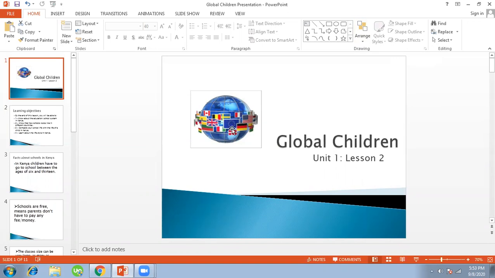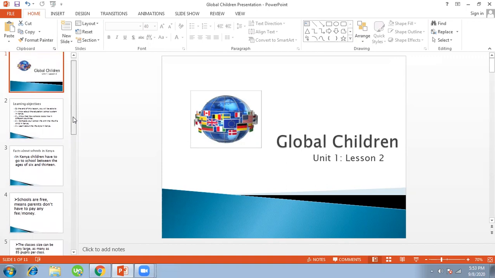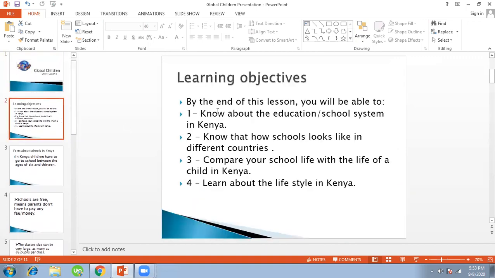As you can see in this picture, it's showing us the flags of all the countries around the world. Right? So global means around the world, worldwide, right? The countries in all the world, right? Okay, let us see the learning objectives of this lesson that we understood by the end of this lesson.